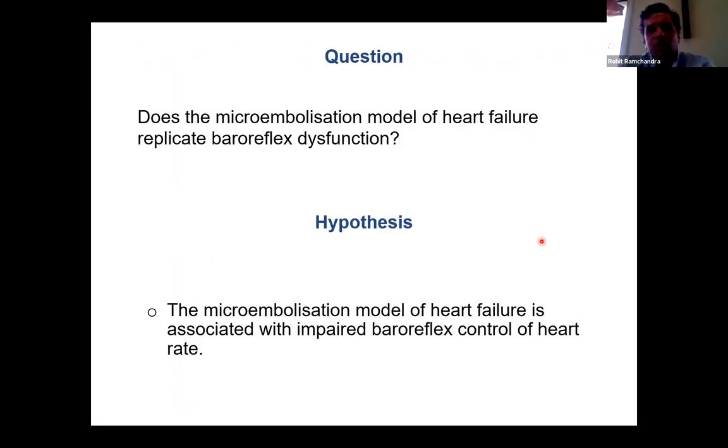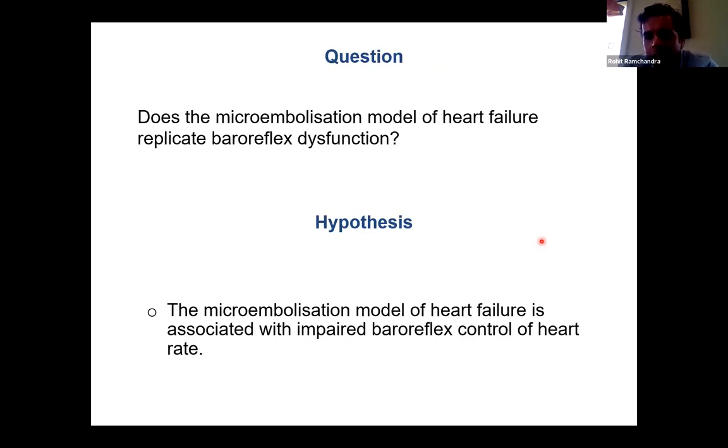I won't go into the details of why we decided to choose the microembolization model of heart failure, but suffice it to say that we had a large number of research questions that were looking at processes that alter autonomic function in heart failure. The research question just for this talk that we had was, does the microembolization model of heart failure replicate the baroreflex dysfunction that you see in a large number of heart failure patients? With the hypothesis that yes, it does impair it.